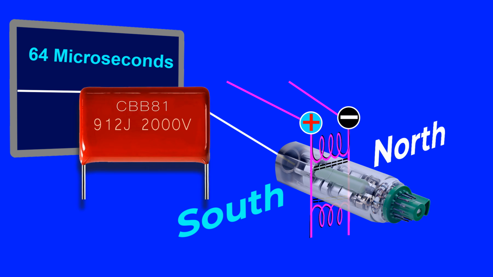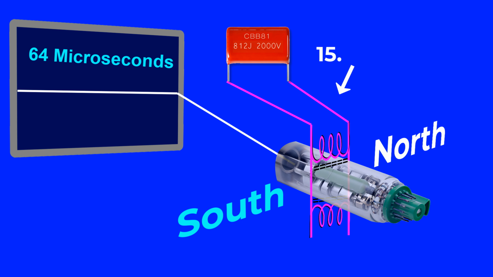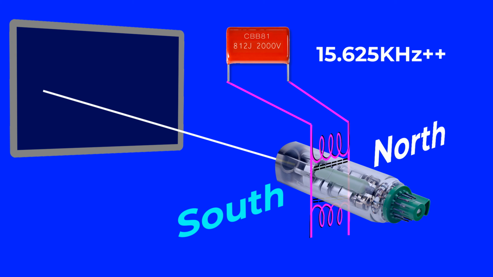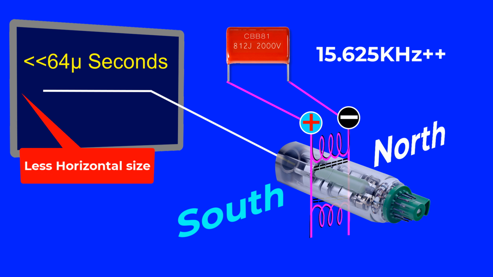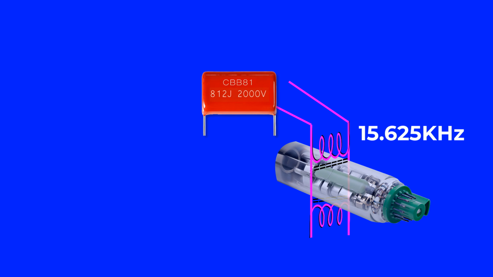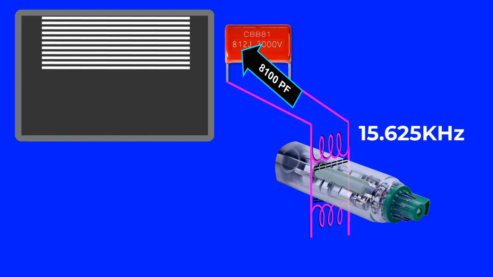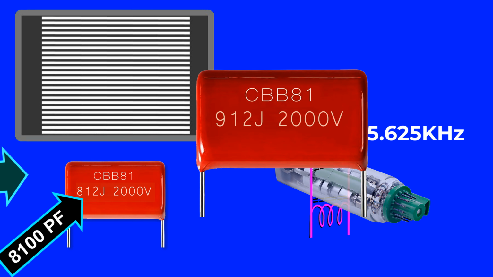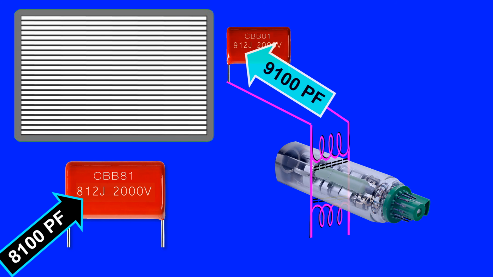In this condition, if we reduce the value of this capacitor, as a result, the resonant frequency will increase, the magnetic field will decrease, and the horizontal line scanning time will be reduced. So, the size of the horizontal line will become smaller while scanning in a short time. So, if the capacitor value is low in the resonant circuit of the horizontal yoke coil, the horizontal size of the screen will be small, and when the capacitor value is slightly higher in the resonant circuit, the horizontal size will increase.